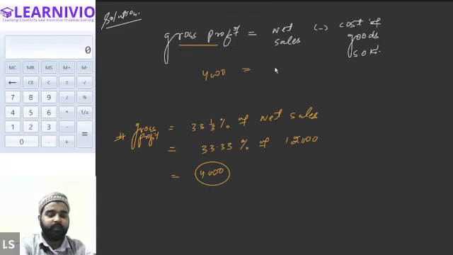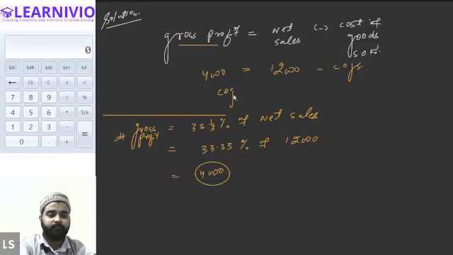Value of the sales is already given to you, 12,000. And now you will be able to find out the value of the cost of goods sold. Is that clear now? Yes, sir. So cost of goods sold in this question will be 8,000, right? Any doubts? No, sir.